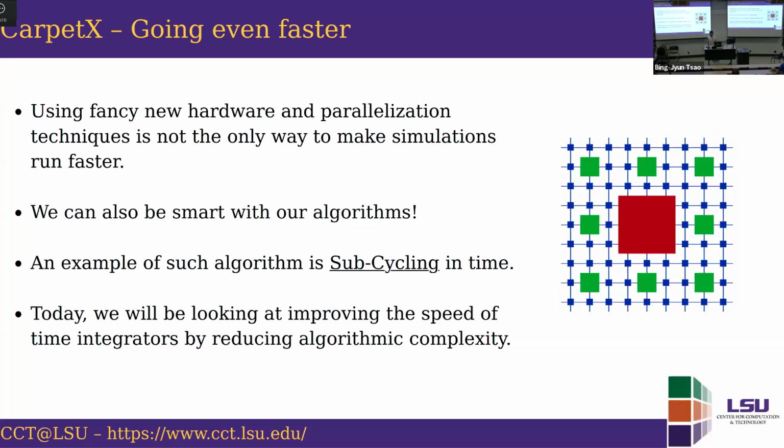We can also try to improve our numerical algorithms and try to do less work with them. One example of such an improvement would be subcycling in time. That's when you have multiple adaptive mesh refinement levels and you allow your time step to vary across your refinement levels. And I think Leo is going to be talking about subcycling in time today even. So today we're going to be talking about yet another way of improving the speed of binary black hole simulations by changing our time integrators, reducing the algorithmic complexity in our time integrator mechanisms.